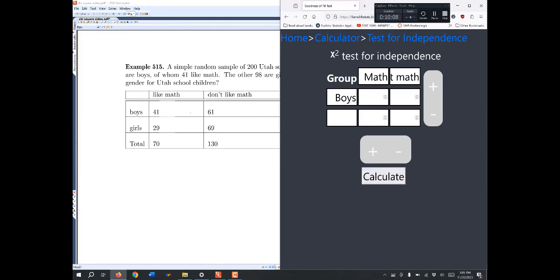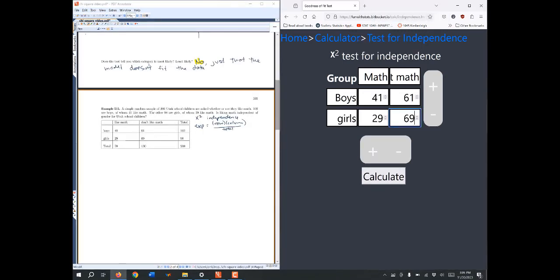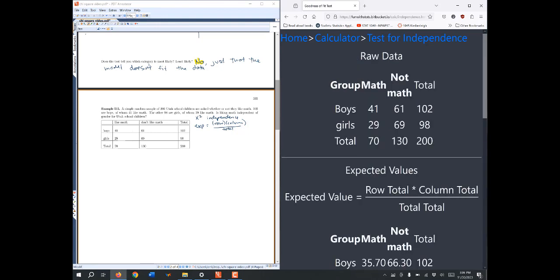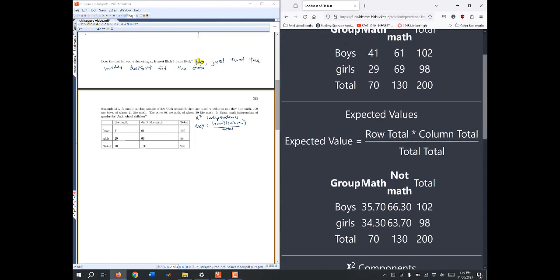So I'm just going to pause and put all of my data in. Okay, so I made my table look the same way. You do the plus and minus, the add or remove columns and rows. Make sure everything looks exactly the same, and then calculate. Notice it will give me the raw data, that's the observed counts that I have over here. Then it will give me expected values.